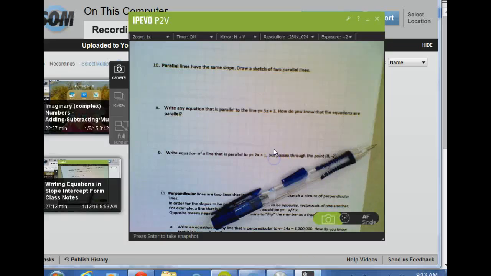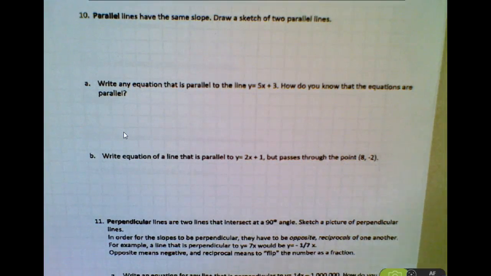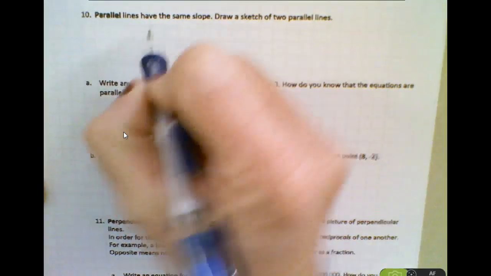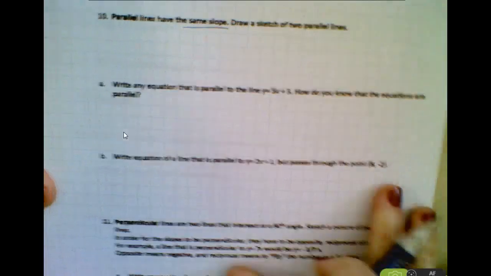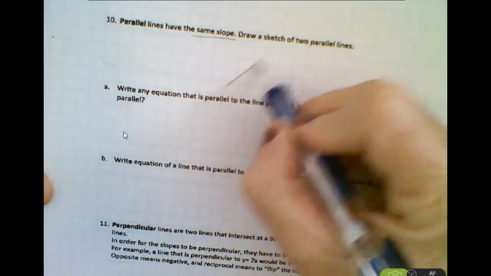So, what did we know about parallel lines? You should already have this. Parallel lines have the same what? Same. Parallel lines have the same slope.